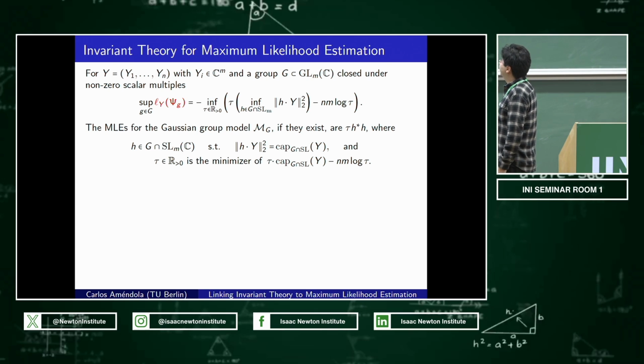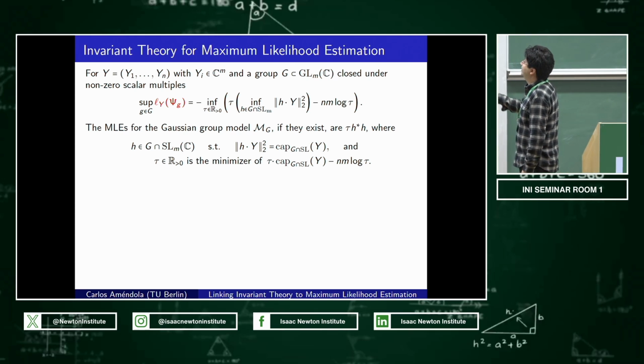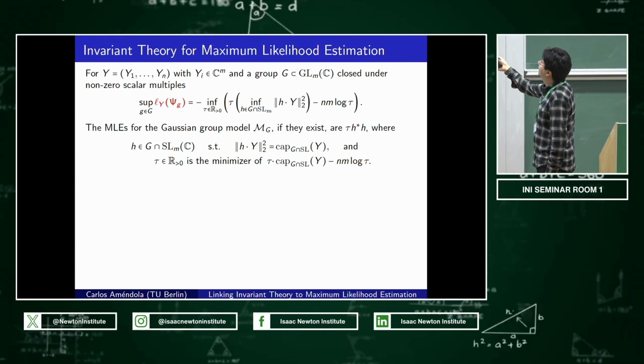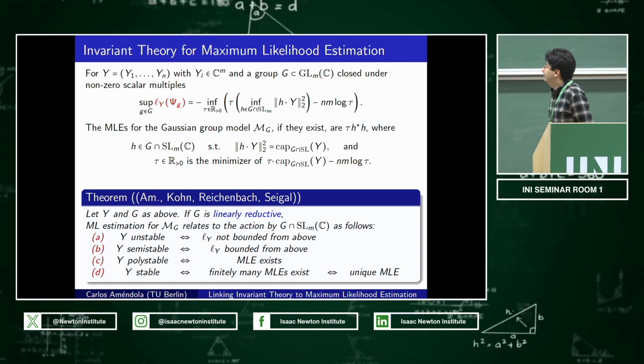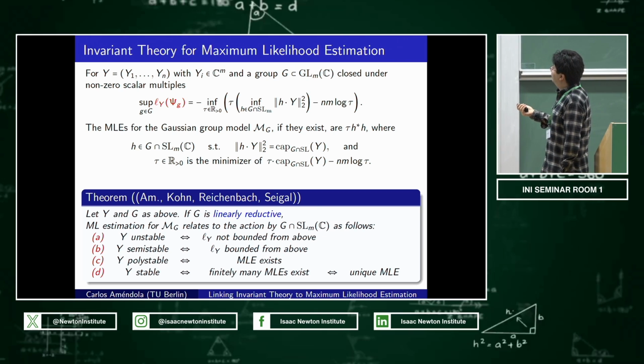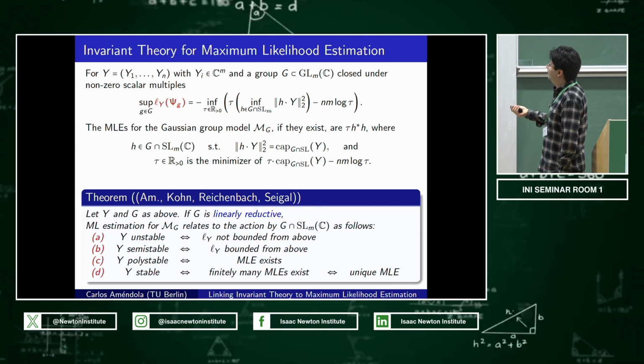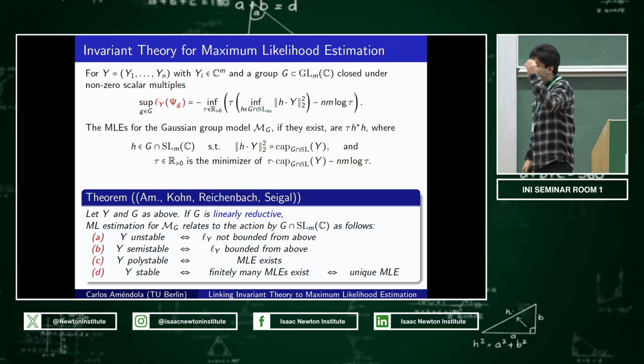Okay, so I'm going to already tell you what's the main, okay, so this just shows that you can have the MLEs, and if there are multiple ones, you can actually find all of them via a stabilizer under the group. And let me show you the main theorem here. One needs some hypothesis. In this case, we have linearly reductive. And now we really have the four possibilities. So, if your y that you observe is unstable, the likelihood is not going to be even bounded.